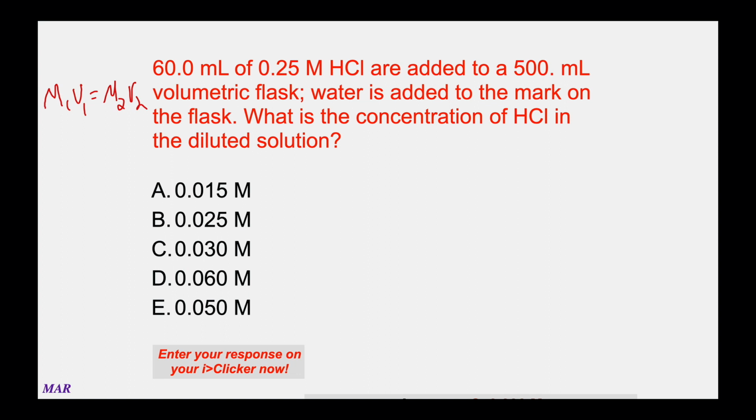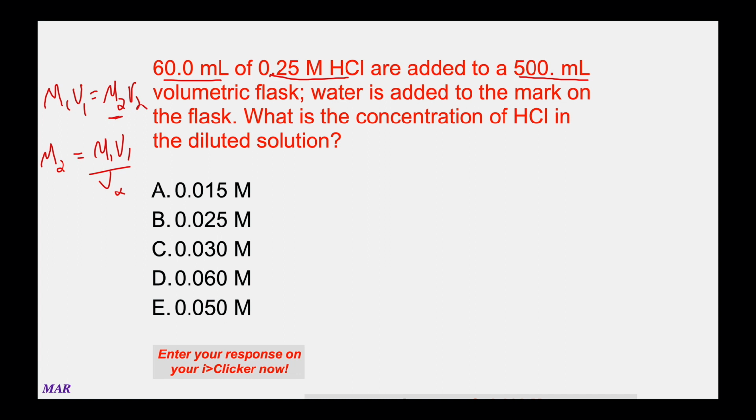But the idea here is you have an initial molarity and initial volume, and then you're basically adding enough water to make this the new volume. What's the new concentration? So in the M1V1 equals M2V2, you essentially want to solve for M2. M2 equals M1V1 divided by V2. So what I would do on this problem is I would go 0.25 times 60, that's M1 times V1, and I would divide by 500. You do not have to change to liters here unless you want to.